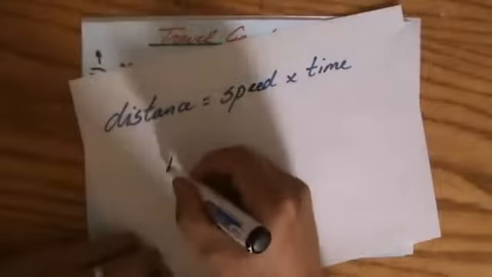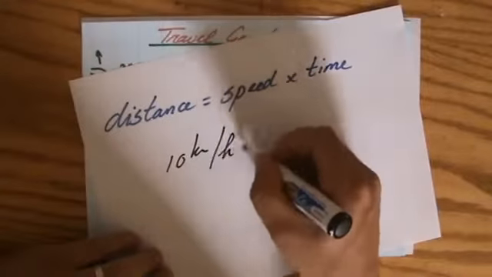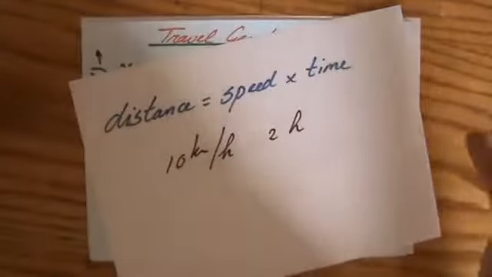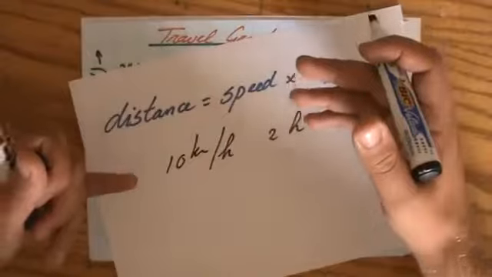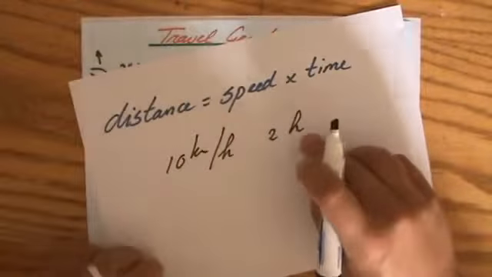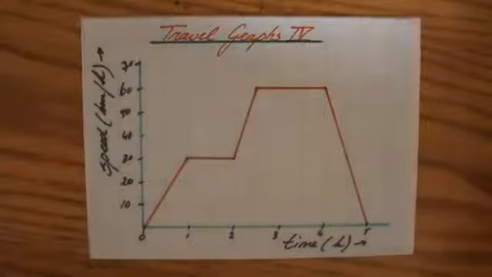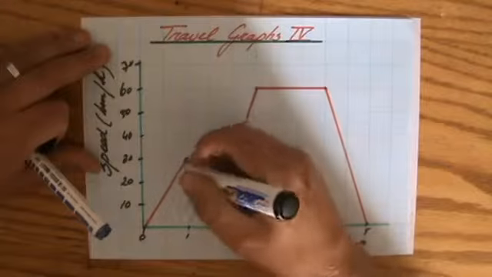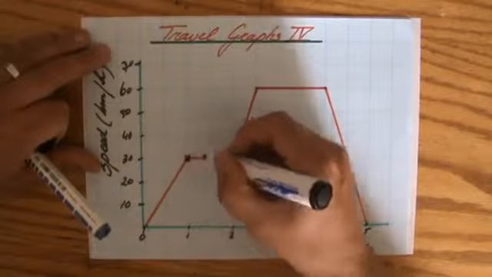Let's say I go 10 kilometers per hour for 2 hours. What would be my distance? Then I multiply: 20 kilometers. If 10 kilometers in 1 hour, then 20 kilometers in 2 hours. My distance is speed times time. Just to revise that, my speed is constant, as I've said in my previous videos.